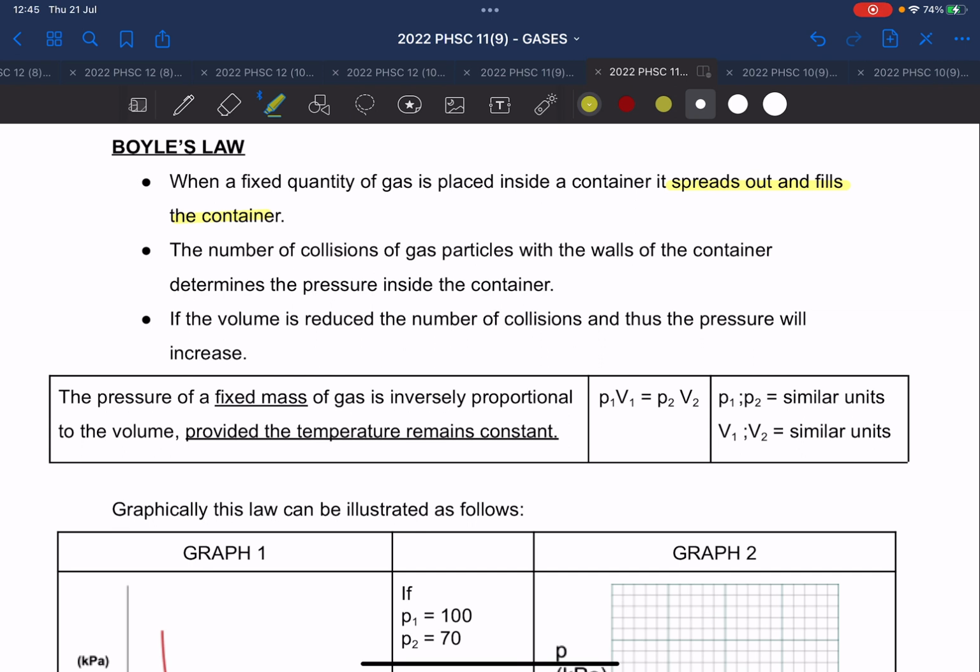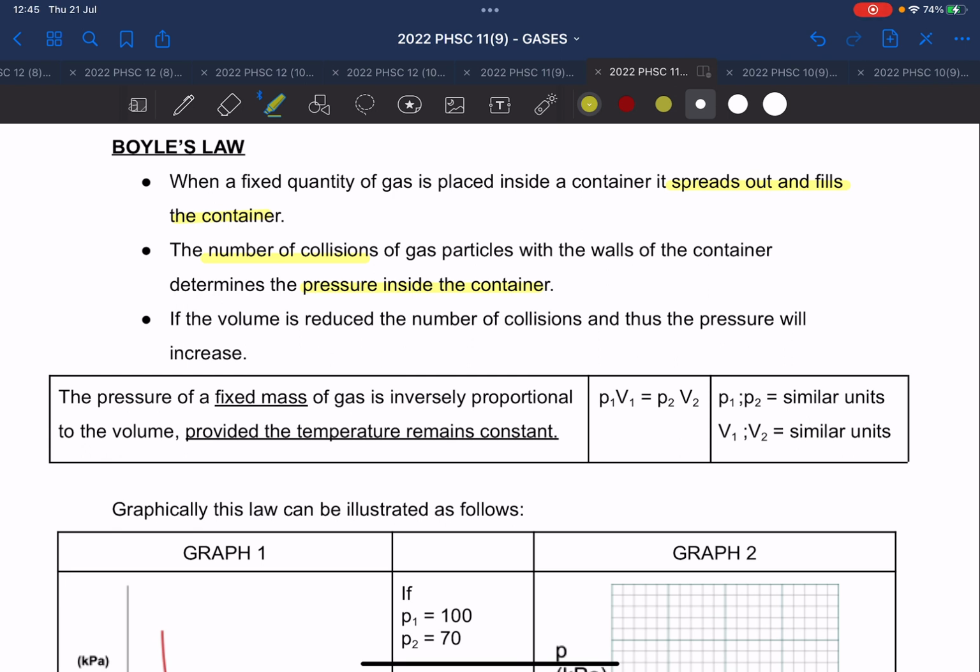Okay? The pressure inside of the container is determined by the amount of collisions that the particles make with the container. So if there's 3 particles in a container, there will be fewer collisions with the walls of the container than if there were 3,000 inside of the container. So more collisions means higher pressure. Okay? The number of collisions of the gas determines the pressure inside of the container.